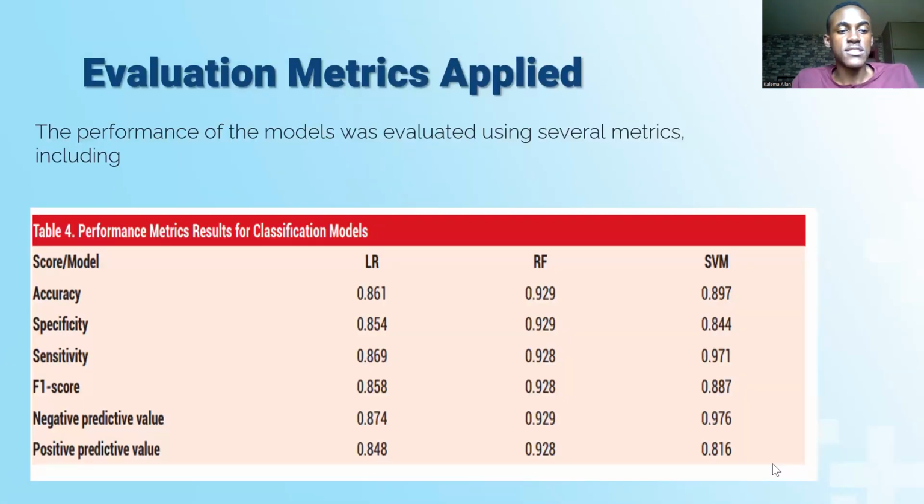The evaluation metrics that were used were accuracy, specificity, sensitivity, F1 score, negative predictive value, and positive predictive value for each model. As we see here, there is logistic regression, random forest, and support vector machine, where for accuracy they had 0.861, 0.929, and 0.87 for the respective models.